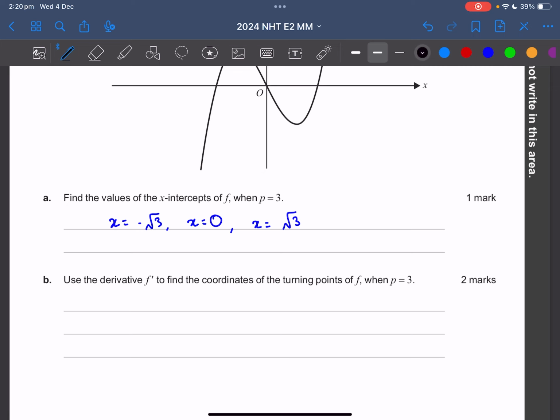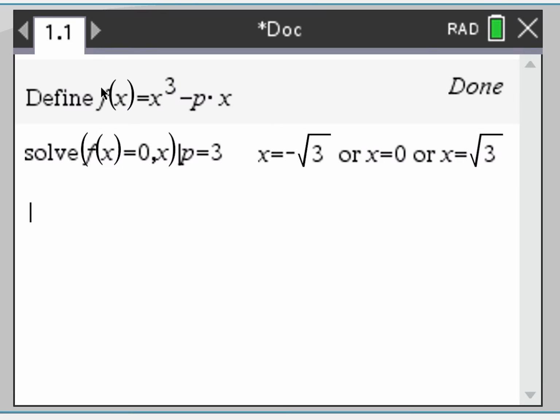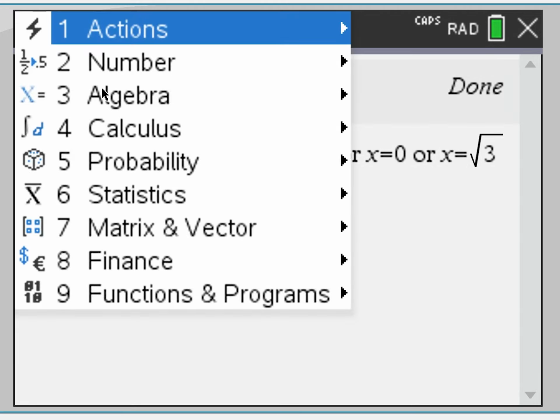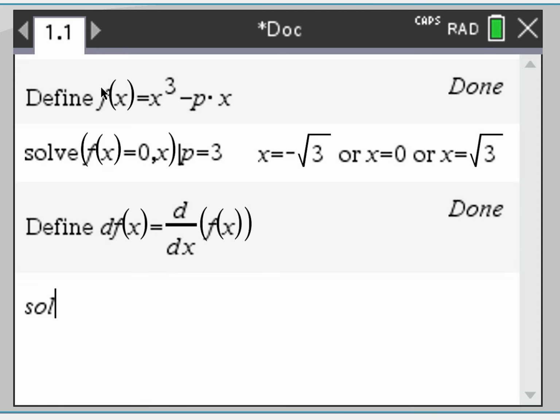Now, use the derivative of f to find the coordinates of the turning point of f when p is equal to 3. Okay, so in that case, let us differentiate the function using calculator and go from there. So let us define df of x equals menu 4, 1. And we'll find the stationary point, so df of x equals 0, comma x, and make sure that p is equal to 3, okay?